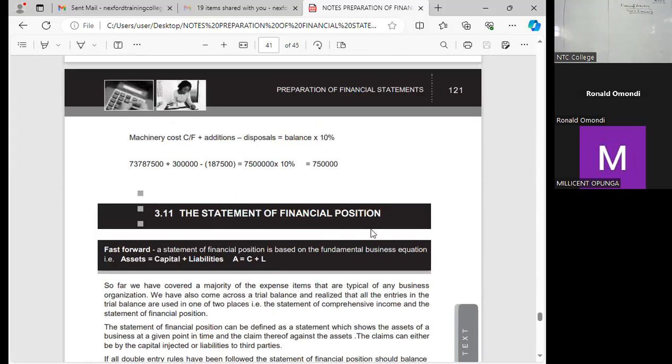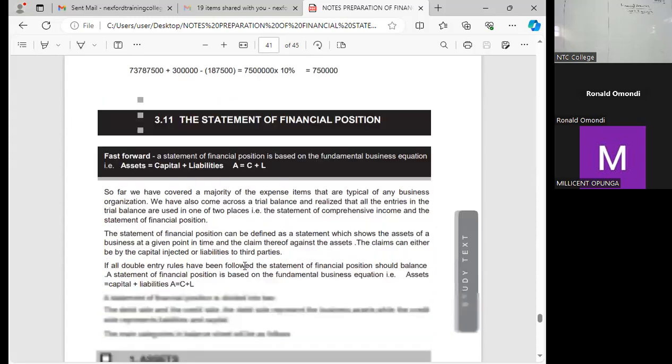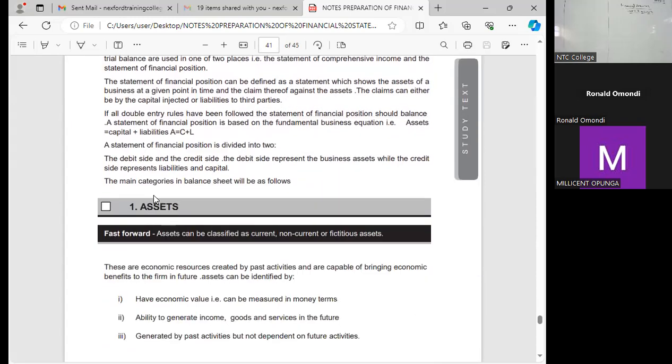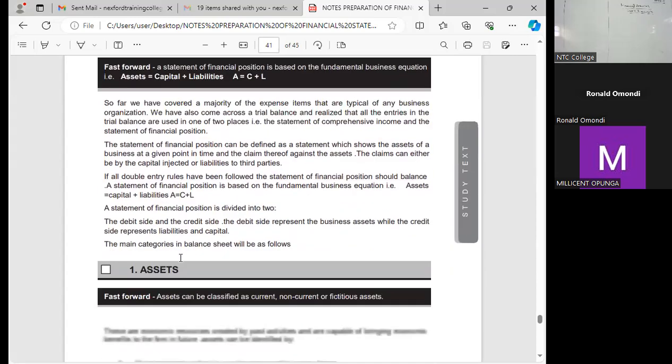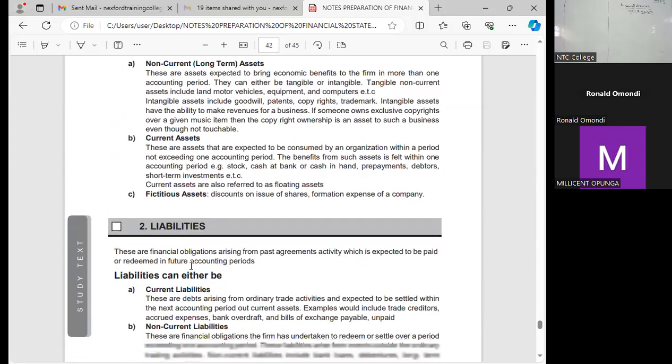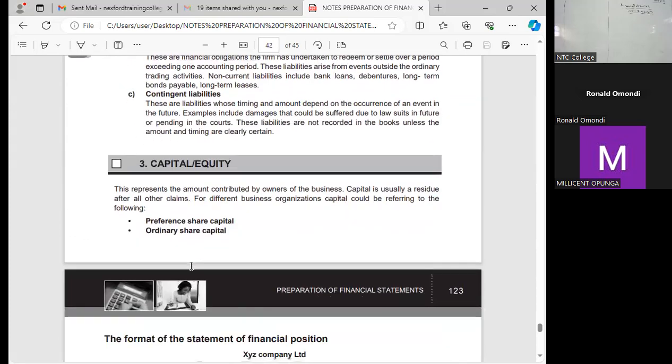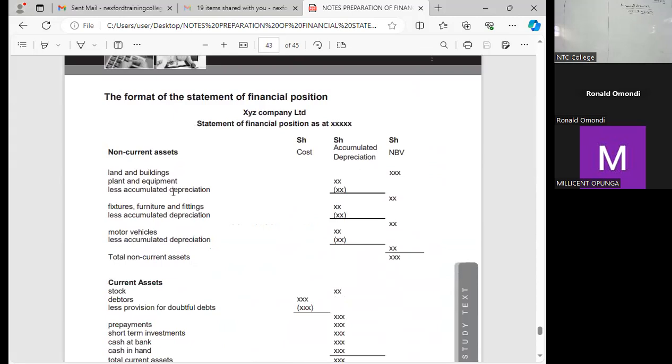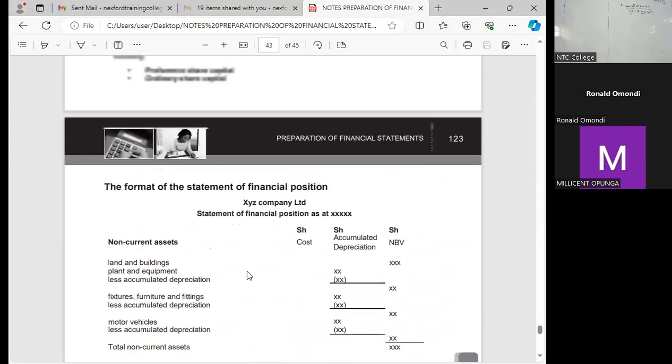So statement of financial position, just as I had said, and you can see they have repeated the formula here. For you to be able to prepare a statement of financial position, you must apply this formula, which is assets is equal to capital plus liabilities. Then assets have been explained here, just as I had explained to you, liabilities, capital and all that. So this is the format for the balance sheet.